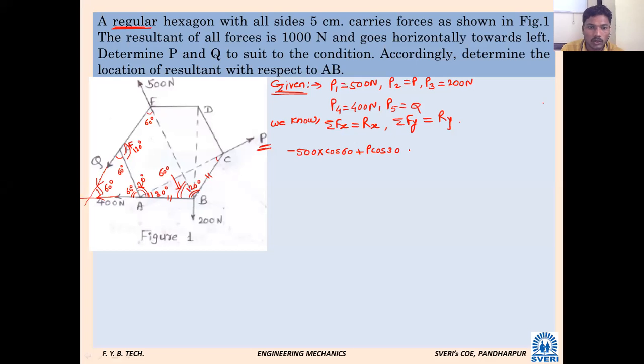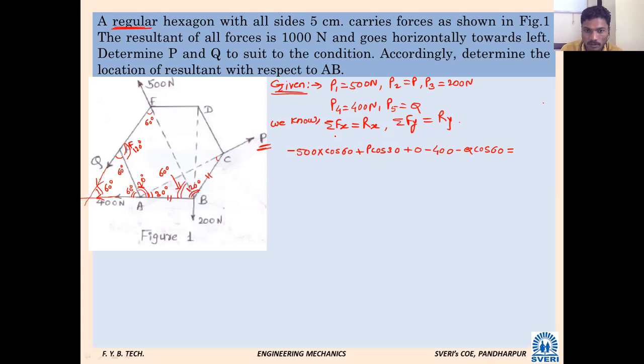Next, force number 3, 200 Newton. What will be its x component? Zero. There is no question. Next, the 400 Newton force, which is going towards the left, minus 400. Next, force Q. What is its inclination with horizontal? 60. So in which quadrant will force Q come? Third quadrant. So minus Q cos 60.